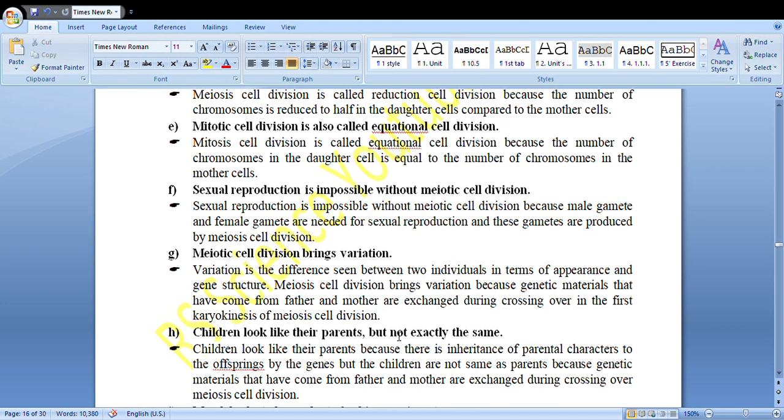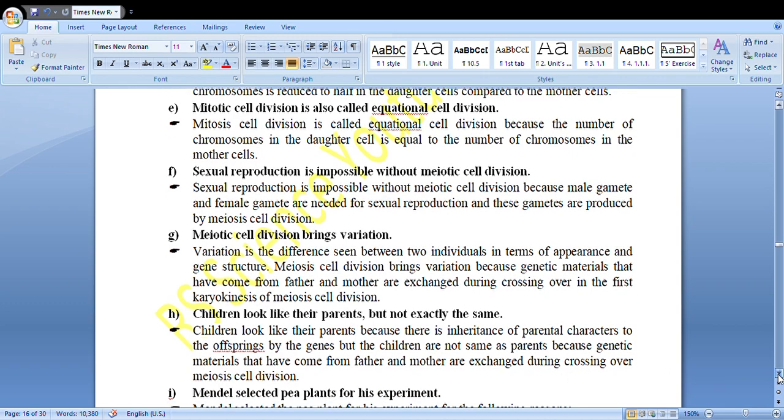Children look like their parents but not exactly the same. Children look like parents because there is inheritance of parental characters to the offspring by the genes, but children are not exactly the same as their parents because genetic material that has come from father and mother is exchanged during crossing over of meiotic cell division.